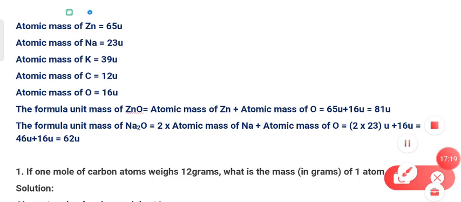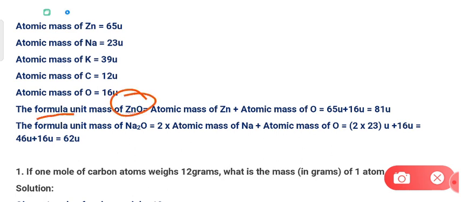As you know that formula unit mass is calculated in the same way as molecular mass, right? So we will just sum up the atomic masses of all atoms present in these ionic compounds. So ZnO is an ionic compound, that's why we are using the term formula unit mass. How will we calculate? As we see that in one formula unit of ZnO, there is one atom of zinc and one atom of oxygen.